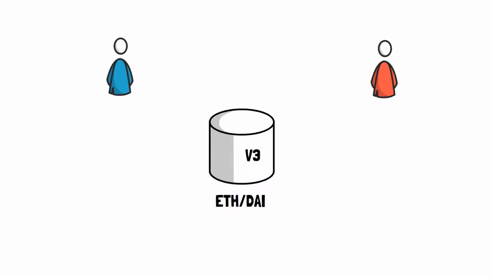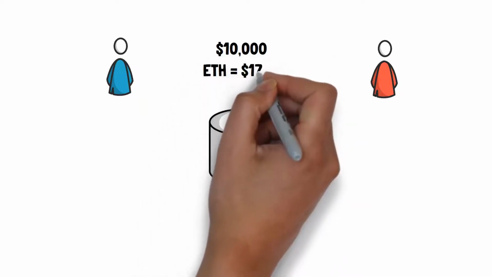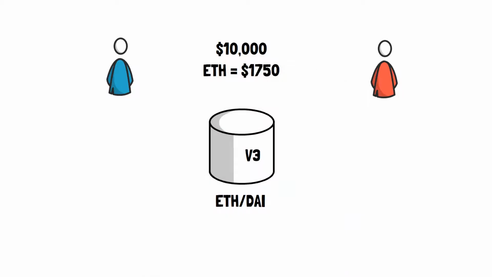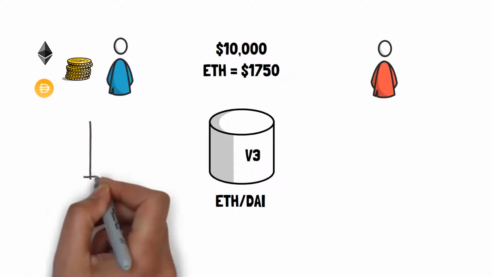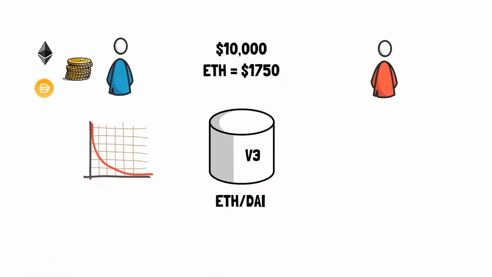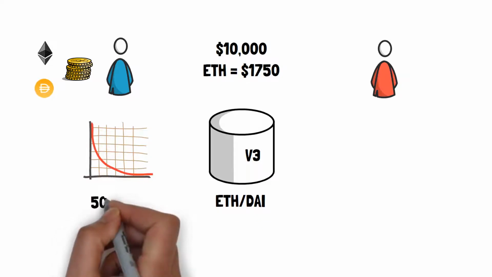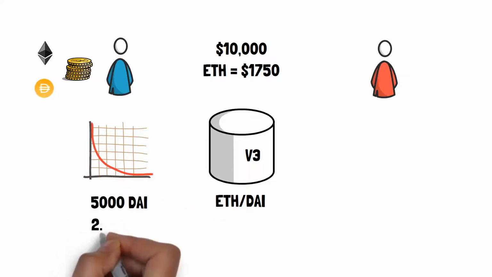They each have $10,000 and the current price of ETH is $1,750. Alice splits her entire capital between ETH and DAI and deploys it across the entire price range, similar to v2. She deposits 5,000 DAI and 2.85 ETH.